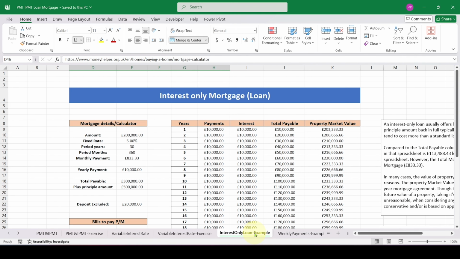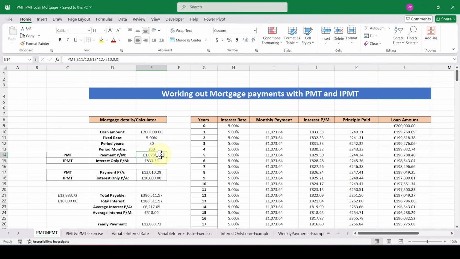So we'll start with this one here, the interest only loan spreadsheet. And of course, this does exactly what it says on the tin. This is just working out an interest only type of mortgage. As you can see, the payment is £833.33, which is lower than a standard loan. This is the standard loan here of 1073.64. So it does work out to be cheaper on monthly basis.